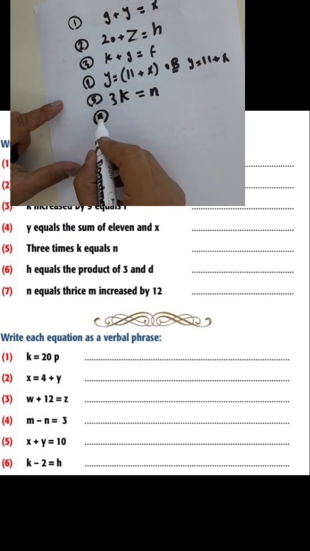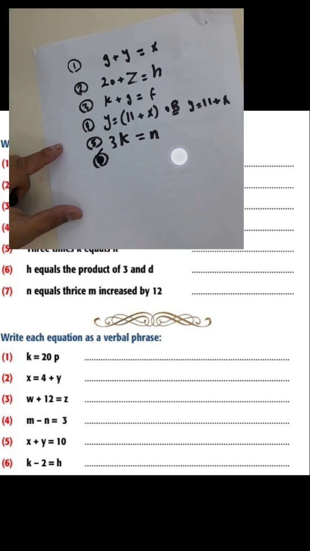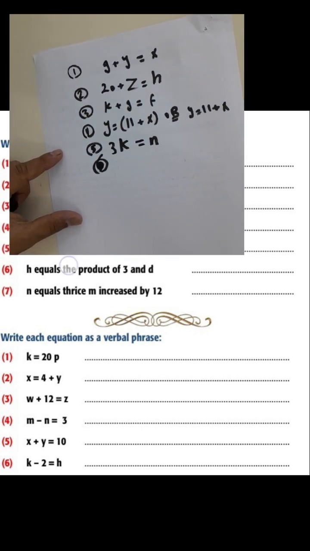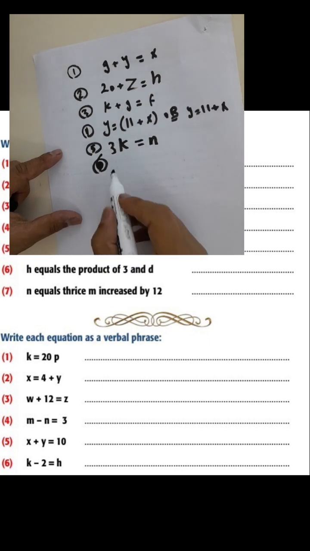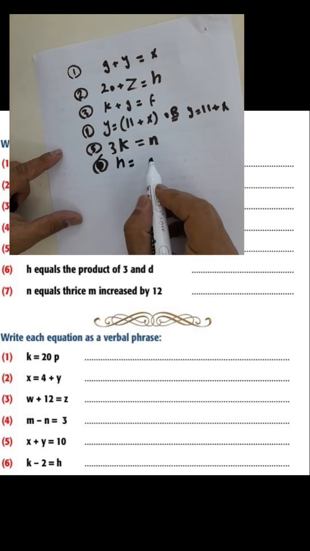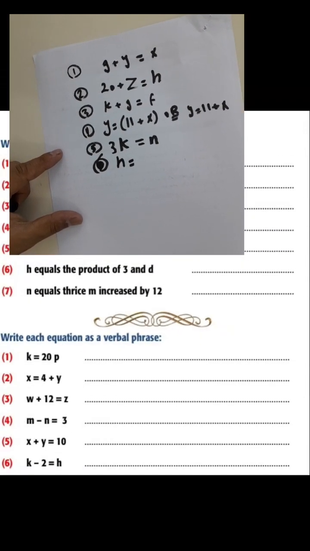Number 6 now. h equals the product of 3 and d. The product of 3 and d means 3d.